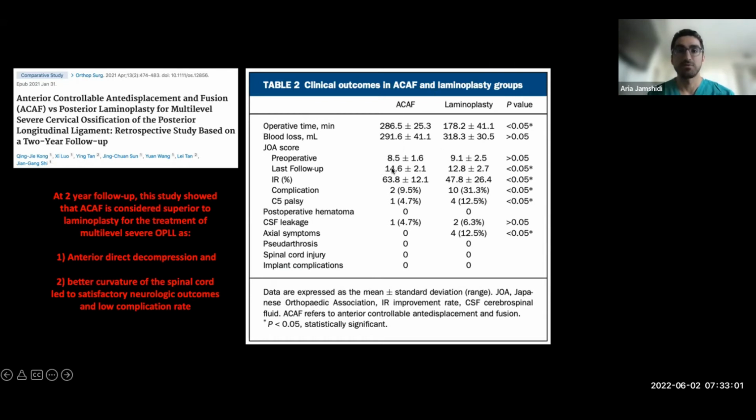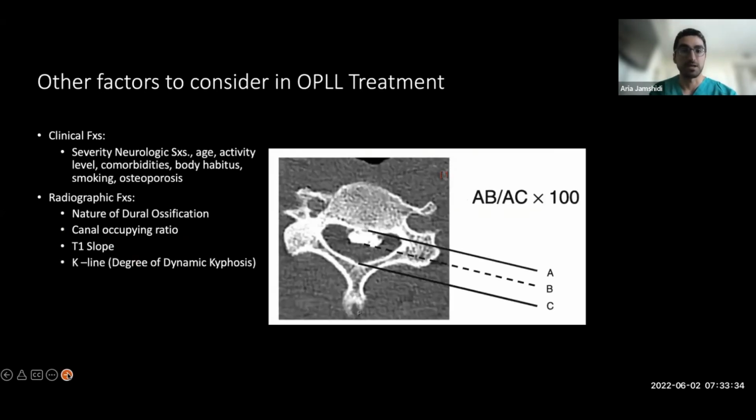You can see this table where they compare their preoperative and last follow-up JOA scores. They jumped from 8.5 to 14.6 in the ACAF group versus 9 to 12.8 in the laminoplasty group. The p-value was significant, less than 0.05. And in terms of complications, there was 0 postoperative hematoma. CSF leakage was similar between the groups, and there were no incidences of pseudoarthrosis, spinal cord injury, or any implant complications.